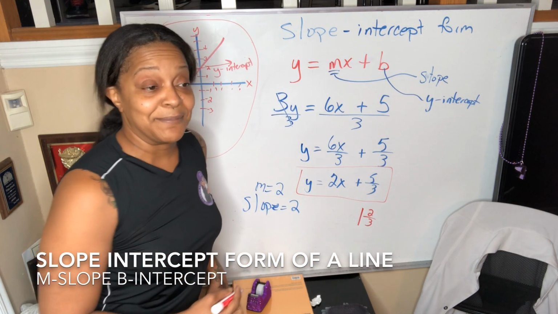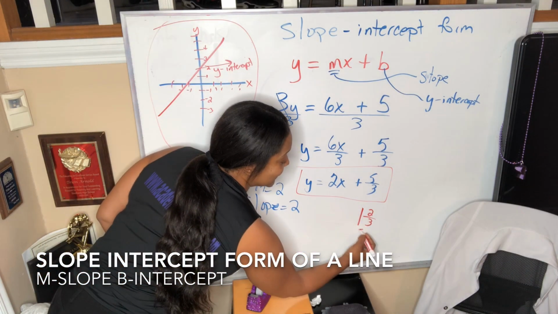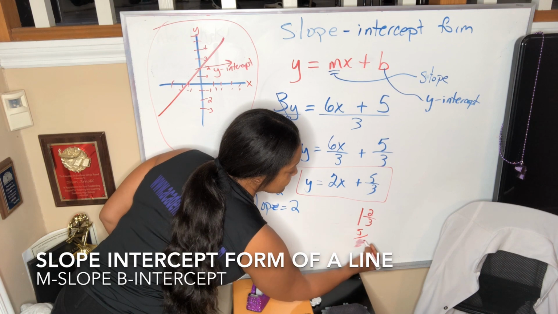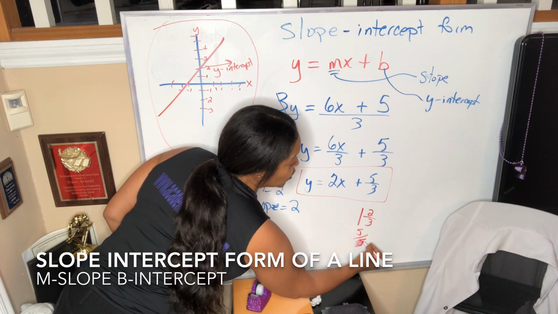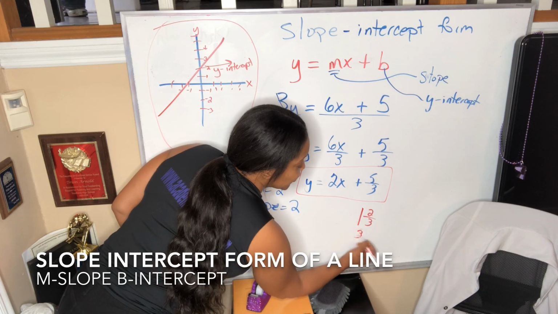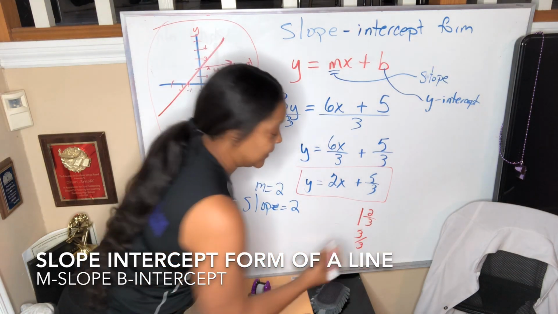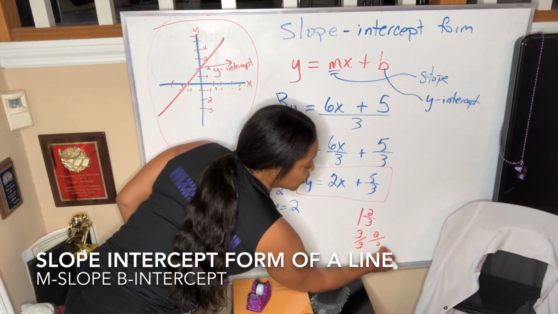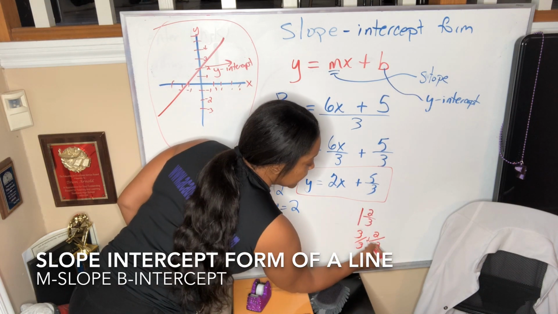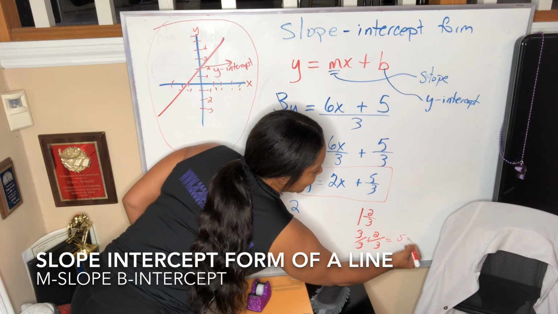Somebody was blinking, looking at me crazy, so I'm gonna make sure you understand this. 5/5, 5/3, 5/5, 3/3. I'm sorry, y'all. 3/3, which is what? 1. And what was left over? 2 more. 3 plus 2 is what? 5/3. This plus this is 5/3.